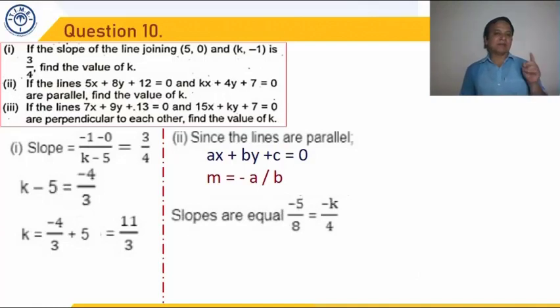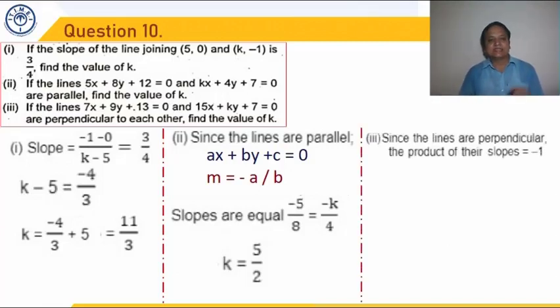Slope of first line is minus 5 by 8. Slope of second line is minus k by 4. These are parallel, so these two are equal. The minus sign will cancel out from both sides. So value of k on simplification comes out to be 5 by 2. Parallel lines have equal slope. Yes.